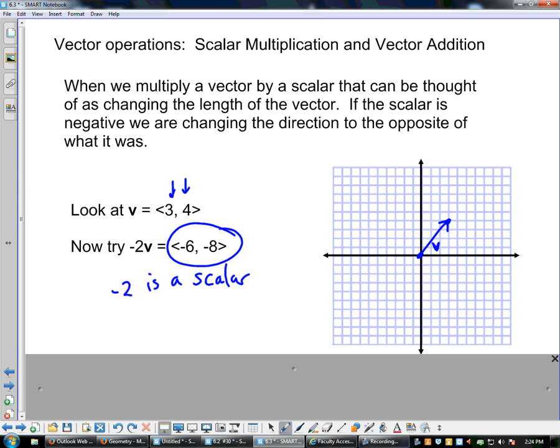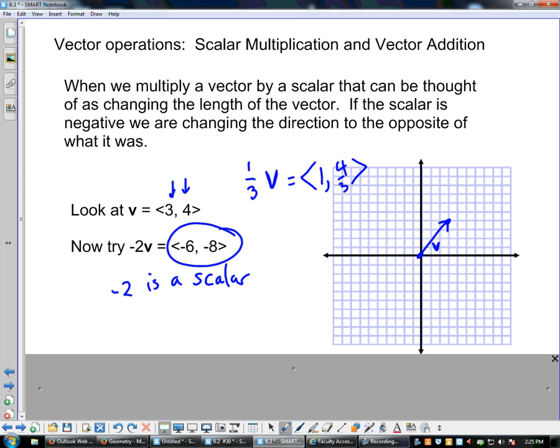Our scalar is -2, so we're multiplying both of these by -2. But if you want a new vector, like 1/3 times vector v, we could get 1, 4/3, if that's what you mean by dividing. But right now we're graphing -2 times the vector.